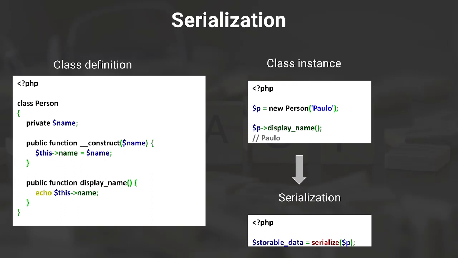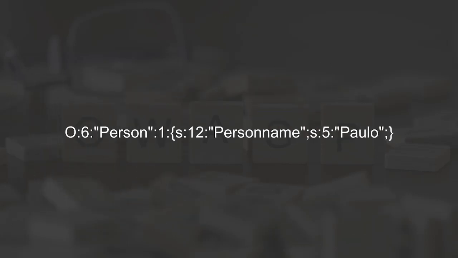Instances of person will be able to print their name, calling its display underscore name method. Then we have a class instance whose name is Paulo. Finally, we serialize our instance. This means that later on we may want to recreate our person instance exactly as it is now, with the same name and being able to call the display underscore name method to get it printed. And this is our serialized instance, ready to be stored or shared through some communication channel.